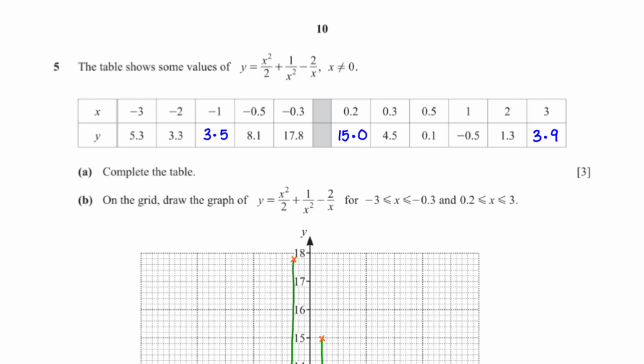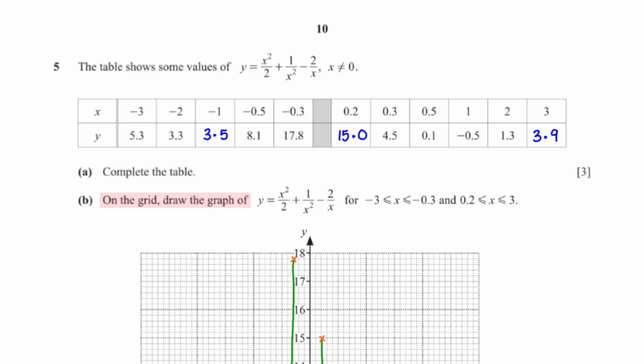The table shows some values of y equals x squared over 2 plus 1 over x squared minus 2 over x, where x cannot be equal to 0. Complete the table. When we substitute x equals negative 1 into the equation, we get y equals 3.5. For x equals 0.2, we get y equals 15.0. And for x equals 3, we get y equals 3.9.